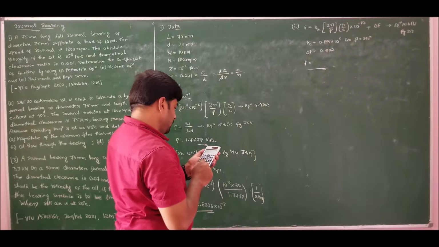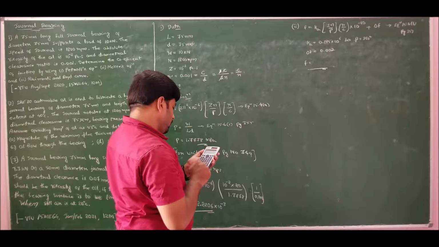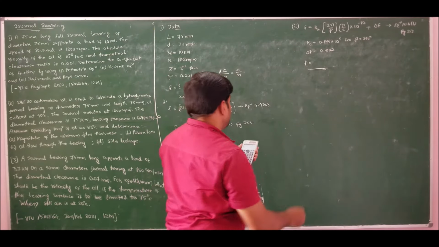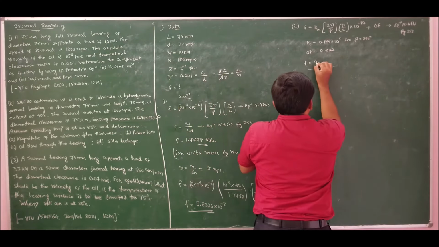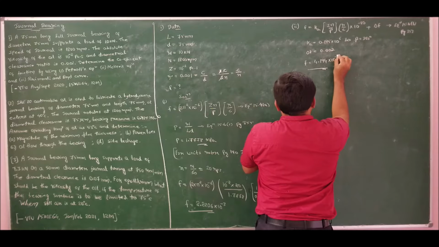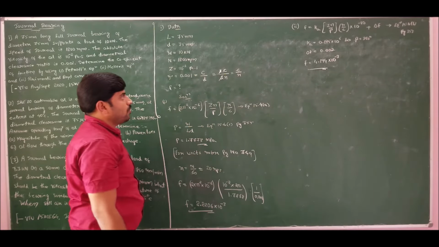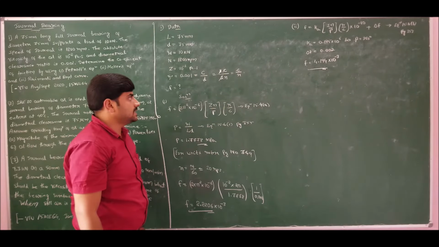This whole thing is multiplied by 10 to the power of minus 10 plus 0.002. So the solution will be: coefficient of friction from Mackey's equation is 4.194 into 10 to the power of minus 3.